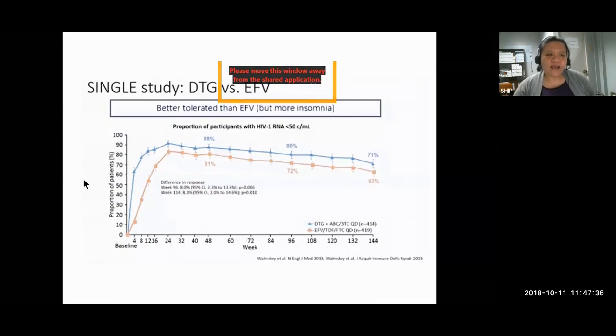So they did a head-to-head study between dolutegravir versus efavirenz, and they saw that dolutegravir was better tolerated than efavirenz, but they developed more insomnia. So, hindi makatulog sa gabi ang mga pasyente. Anong solusyon? You can take this in the morning.